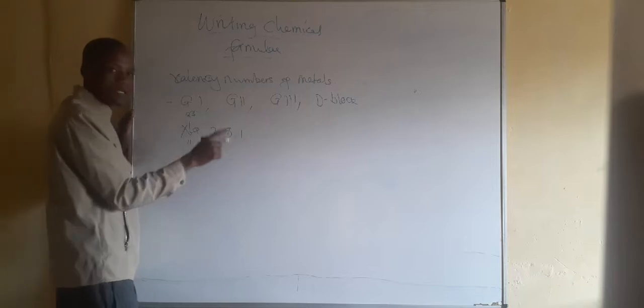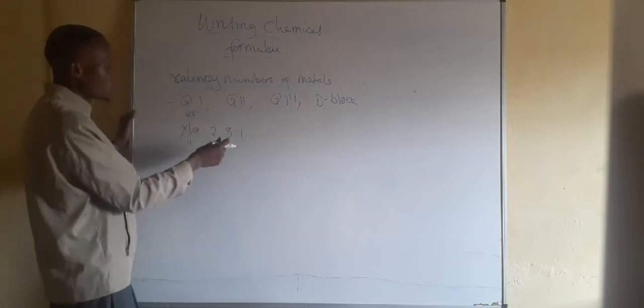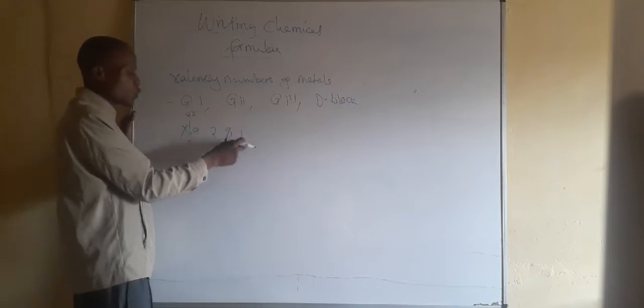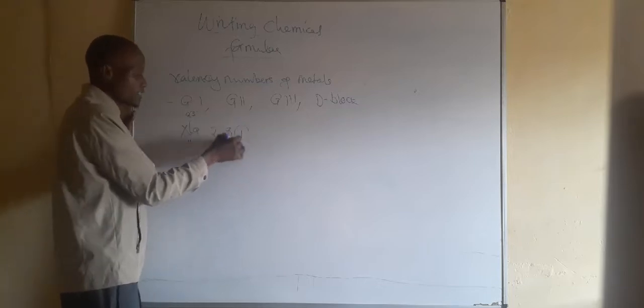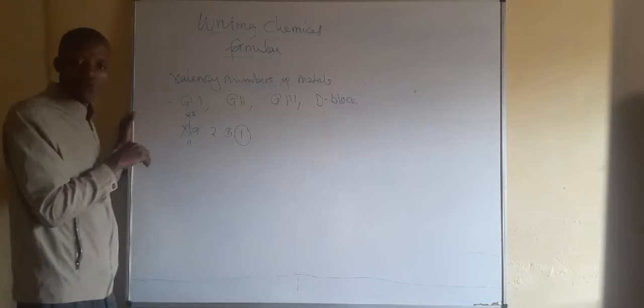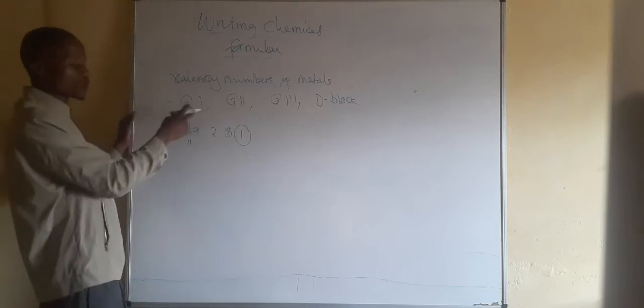If an element has fewer than 4 electrons in the outermost shell, it always needs to lose them. So the number of electrons which it needs to lose for it to be stable is its valence number. So sodium has a valence number of 1. It is also found in group 1.